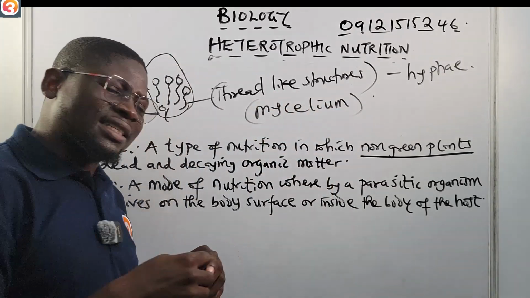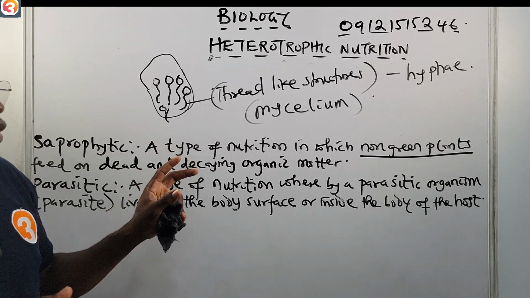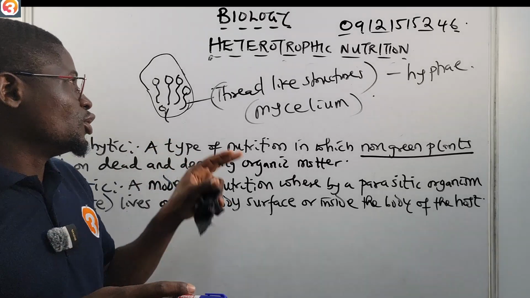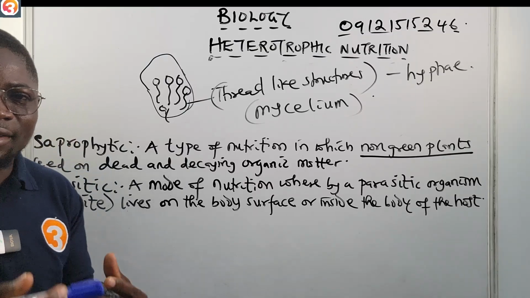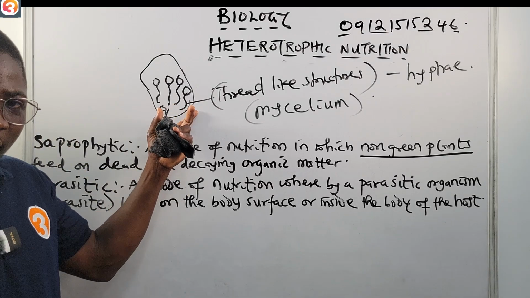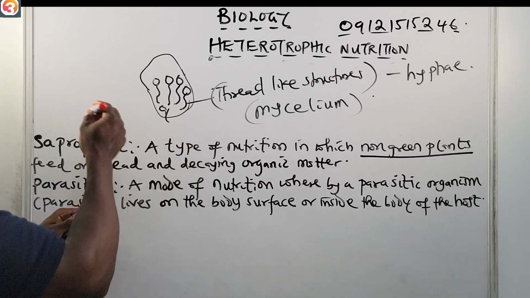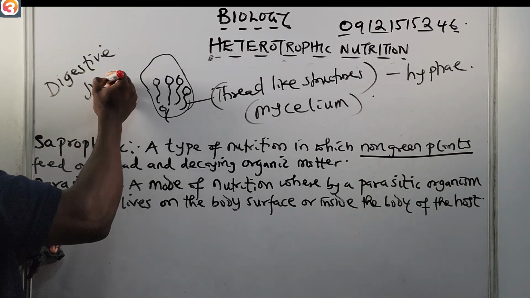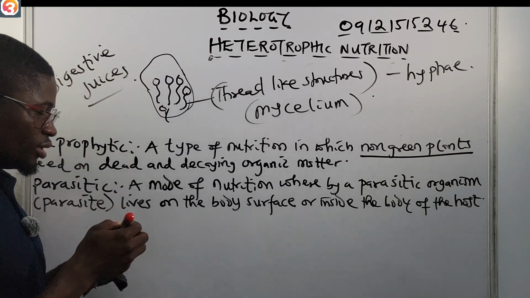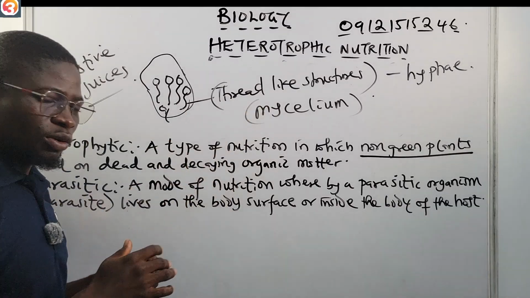Okay, so what the organism does is release digestive juices on top of what? This dead decaying organic what? Matter or material. Okay, like on top of this bread, they release digestive juices. On what? On this dead decaying organic matter.